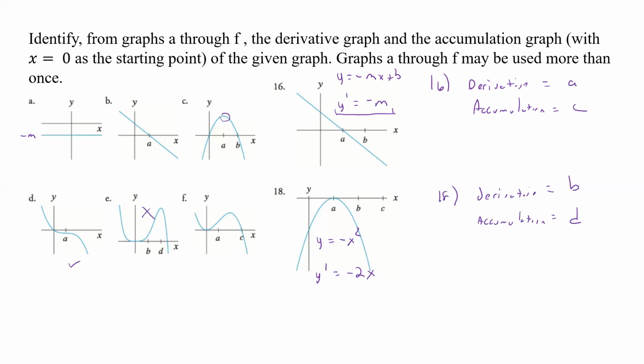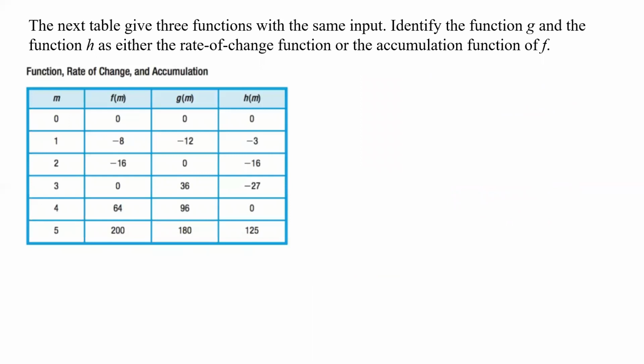All right, we have one more. The next table gives 3 functions with the same input. Identify the function g and the function h. So these are g and h, and one is going to be rate of change and the other accumulation. Let's say our h of m and our g of m. As we go down, we have a -3, we have -12, then it goes 0, then it's going up. For this one, we're going negative, negative, negative, then 0, then 125.